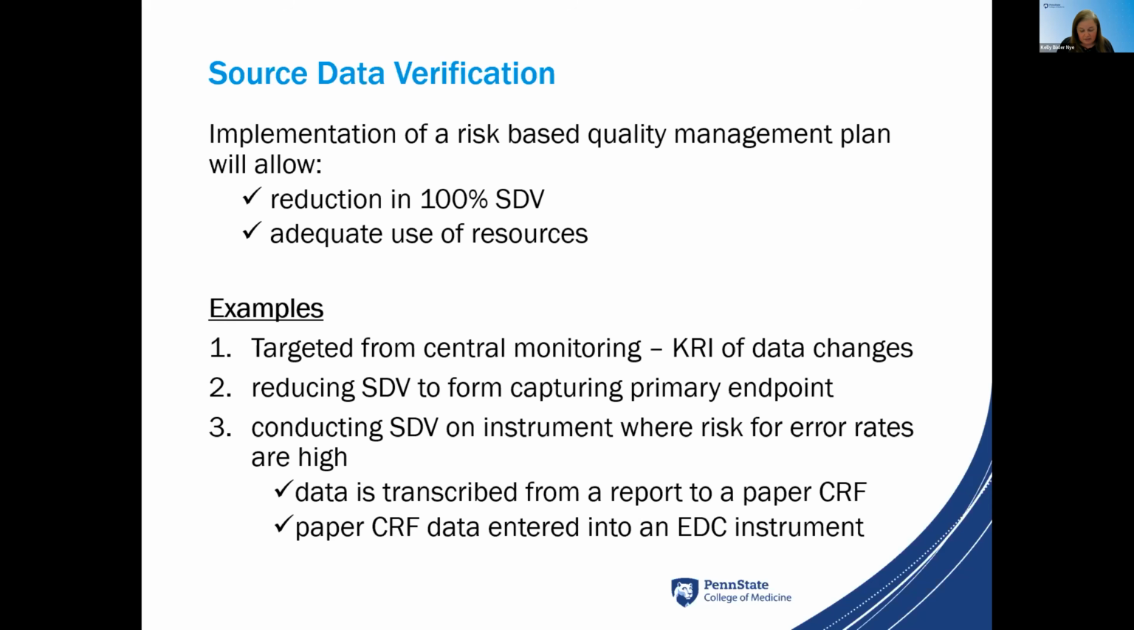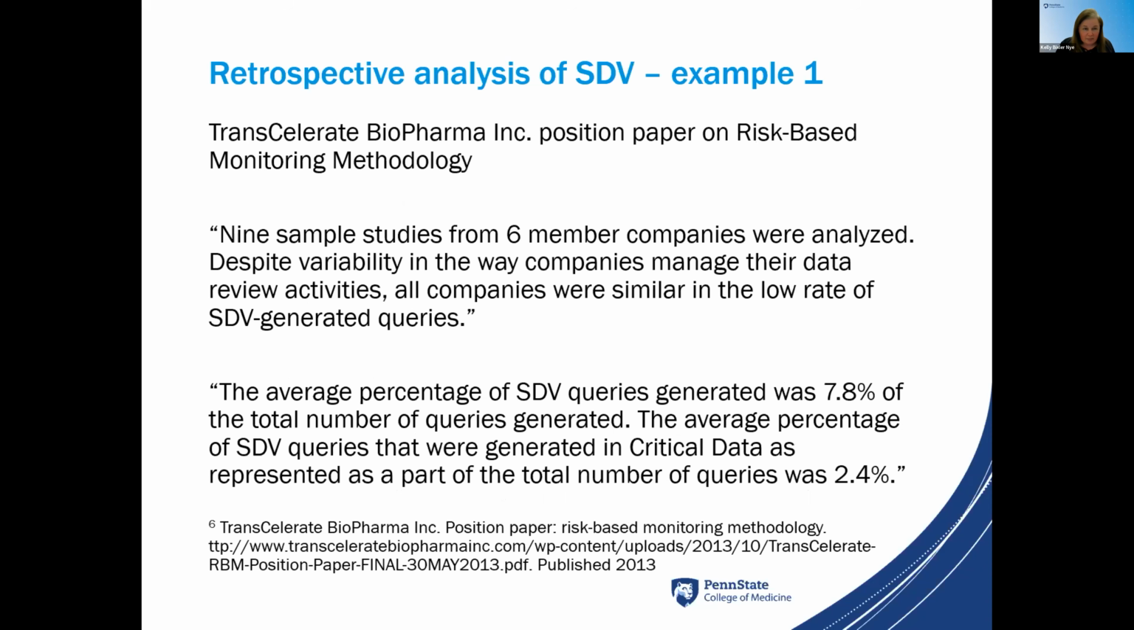There is evidence in the literature indicating that source data verification may not be the best tool to ensure the data quality of the study overall. One example is from the TransCelerate BioPharma position paper on risk-based monitoring methodology. It had a 9-study sample from 6 member companies, and they looked at the source data verification generated queries. Overall, the rate of those queries was low, and the average percentage of source data verification queries generated was 7.8% of the total number of queries generated.